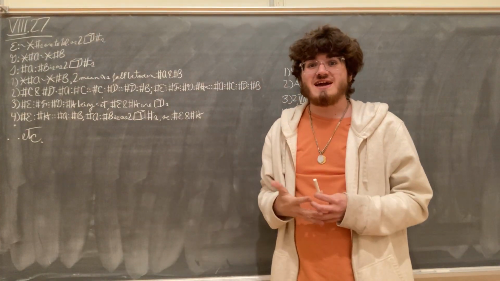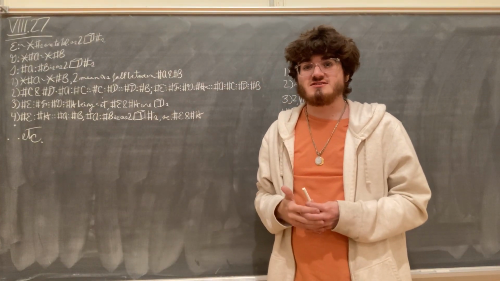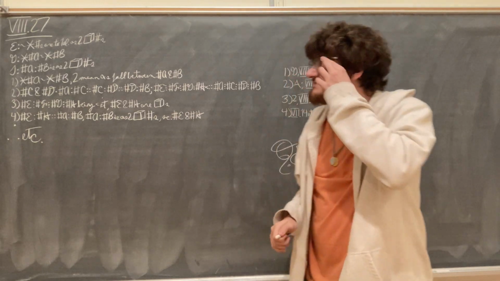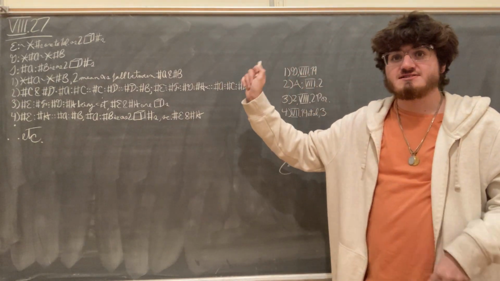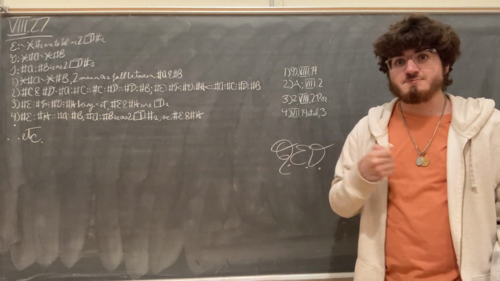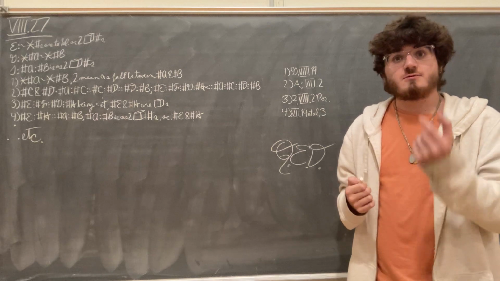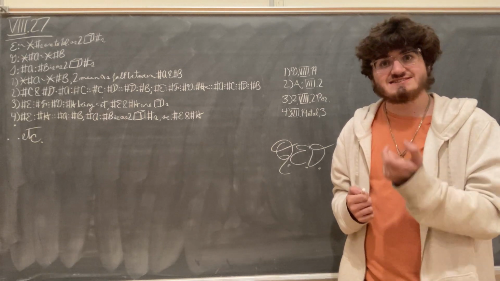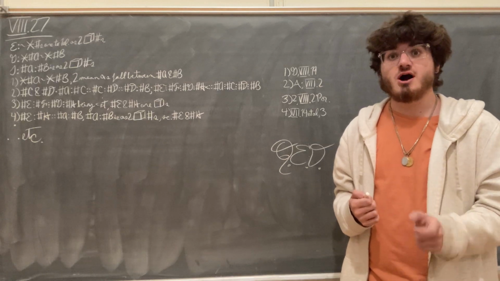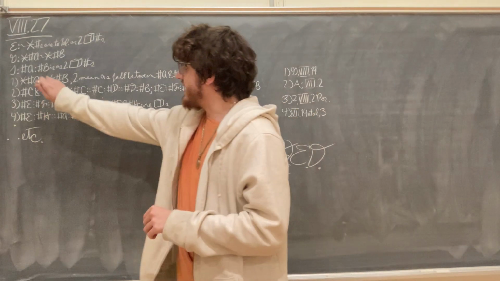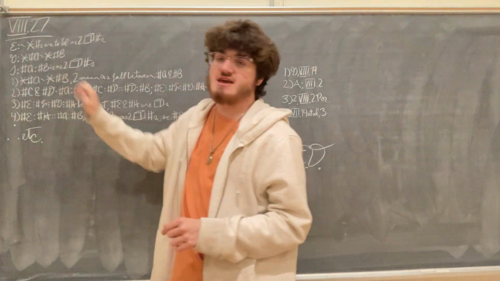Hello. This will be a demonstration of Proposition 27 from Book 8 of Euclid's Elements, which says that two similar solid numbers are to each other as two cube numbers. Or in other words, the ratio between two similar solid numbers is the same as a ratio between two cube numbers. All we're given are two similar solid numbers, A and B.